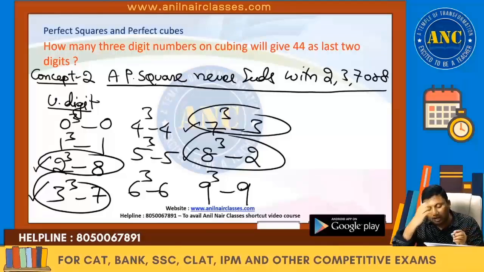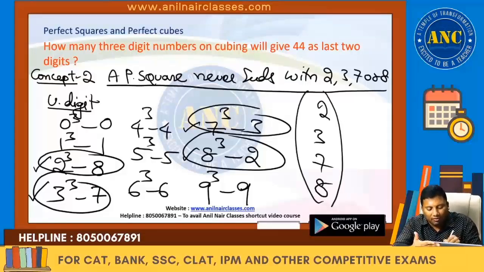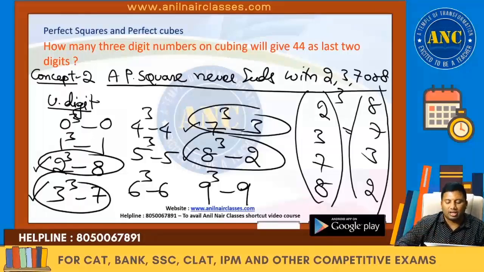Or you can write like this. A perfect square never ends with 2, 3, 7 or 8. If I cube it, I will get 2, 3, 7 or 8 in the reverse order: 8, 7, 3 or 2. Are you all with me? 2, 3, 7 or 8 on cube is nothing but 8, 7, 3 or 2. x cube and (50 plus x) whole cube have the same last two digits if x is even. First point. Second point is a perfect square never ends with 2, 3, 7 or 8.